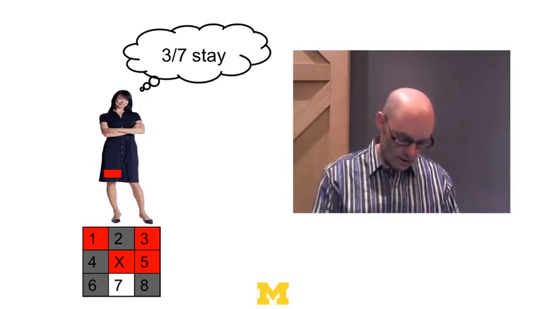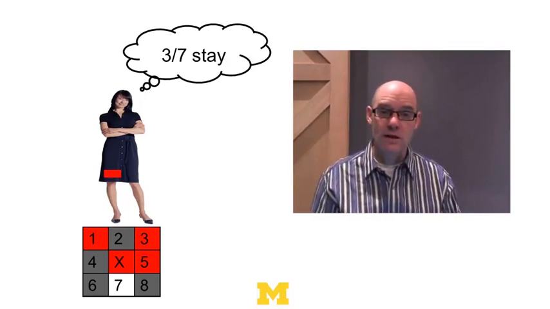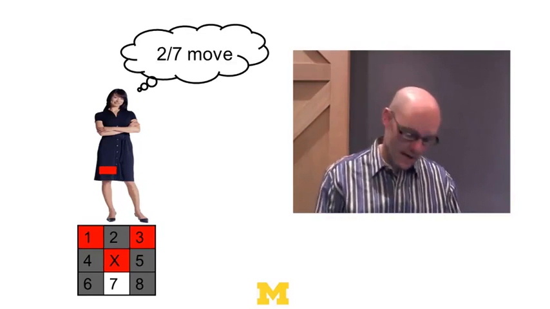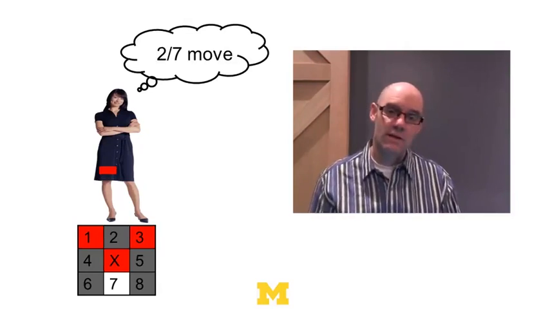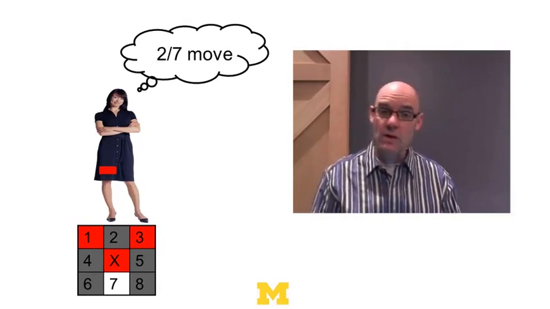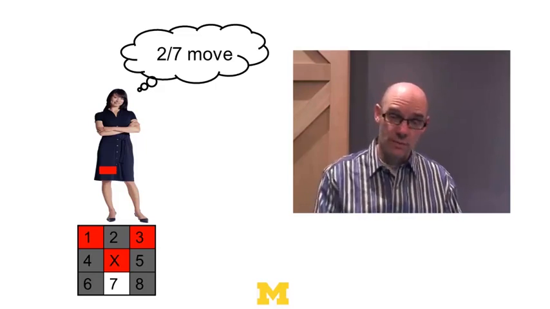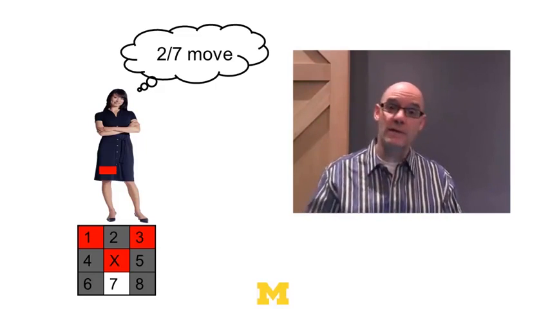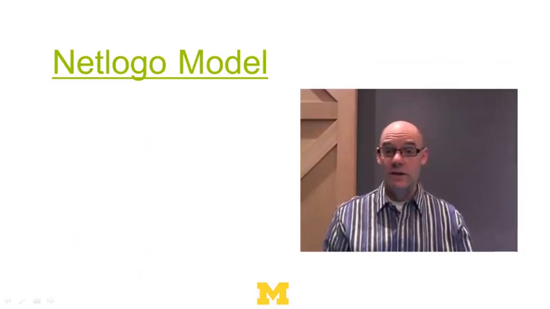So this woman here, she looks and she counts 3 of her 7 neighbors are like her, so she stays. But if one of her neighbors moved out, and now there were only 2 out of 7 neighbors like her, then she'd move. So this is the model. That's all there is to it. So there's people, they've got neighborhoods, and they have to decide whether to stay or to move, and then we ask, what happens?